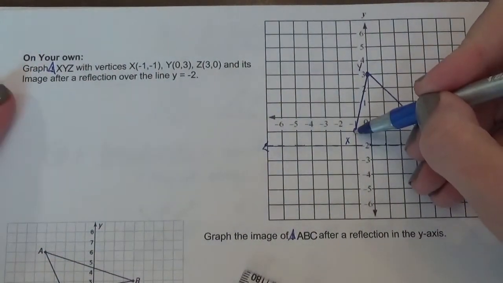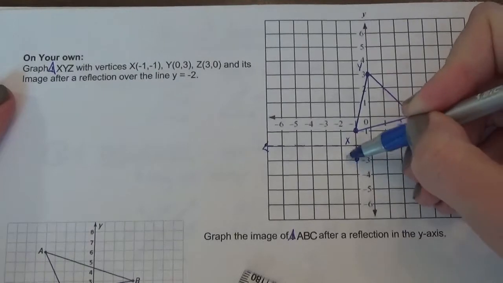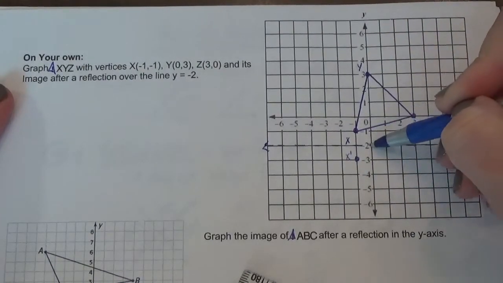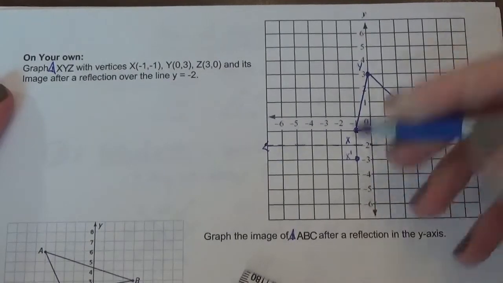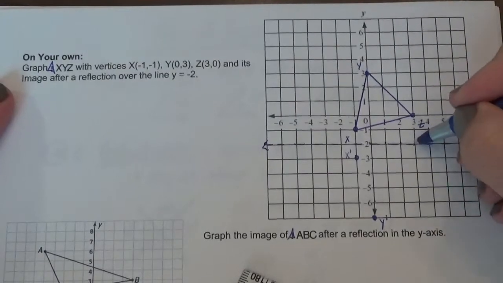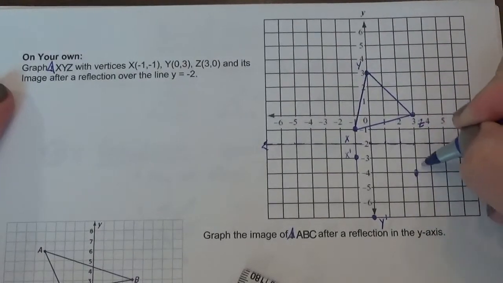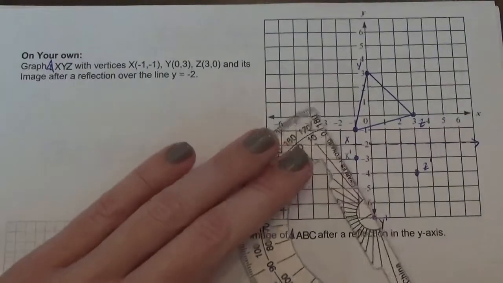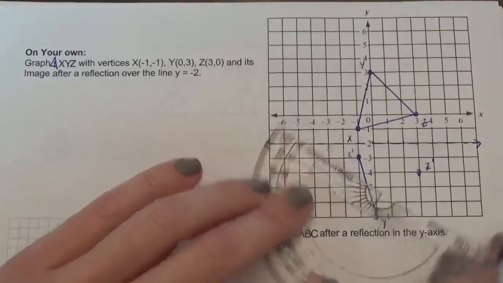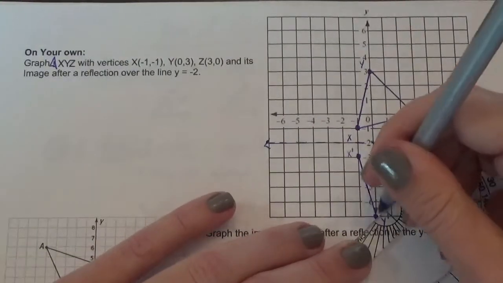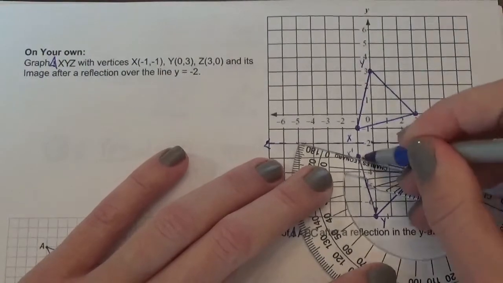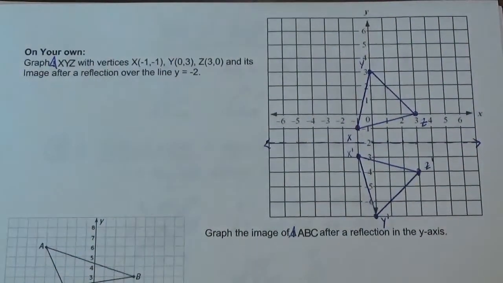Okay, so then you just count. So x prime is going to be 1 away. Y, 1, 2, 3, 4, 5 away. Y prime, and z is 1, 2 away. Z prime. And let's connect it and hope that it looks like a mirror image. Nice. Okay.